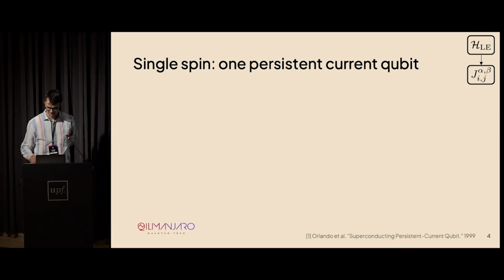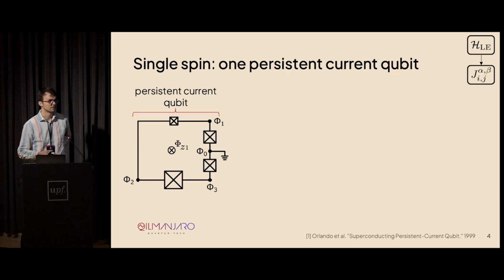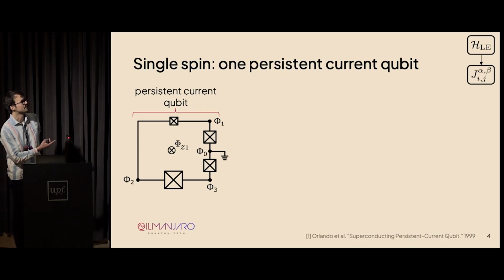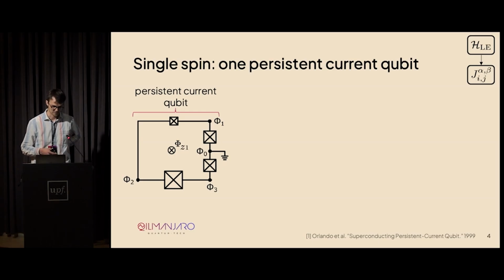So first, we need to choose a platform. We at Qilimanjaro use superconducting circuits, and a single spin can be implemented by persistent current qubits, for example. Our design at this stage was a flux qubit with 4 junctions. The boxes with the X are the junctions. Then we have these nodes describing the degrees of freedom of the circuit, and then a flux through the loop, which enables us to control the circuit.